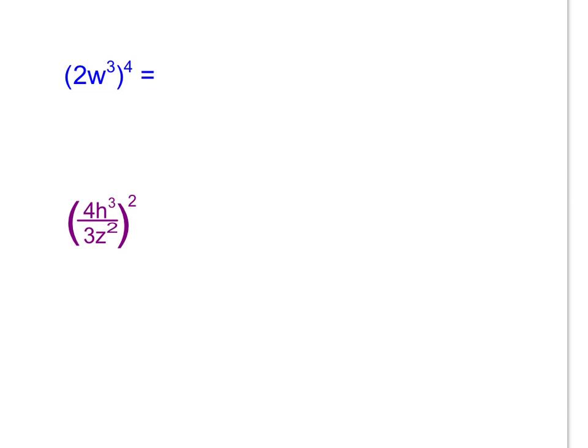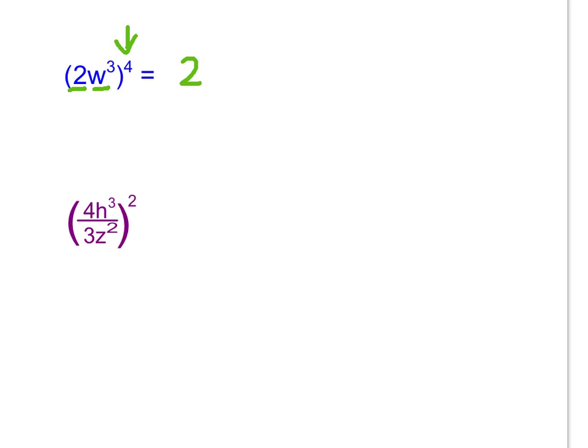So here are a couple of examples that we'll go through together. Now you'll see that we have a little bit more going on in the inside of the parenthesis, but what you need to remember is that everything on the inside of the parenthesis needs to be taken to the 4th power. So I need to do 2 to the 4th power, and then I need to take the w to the 3rd power, also to the 4th power.